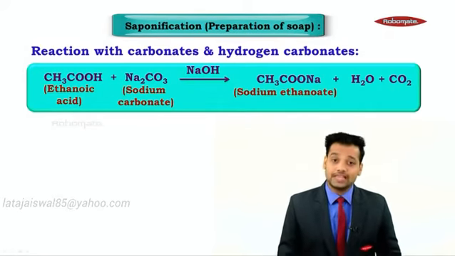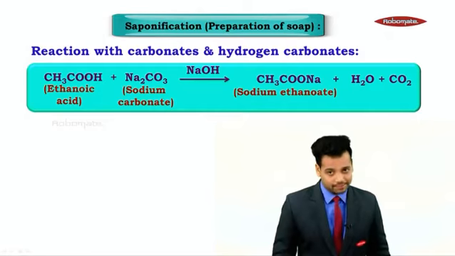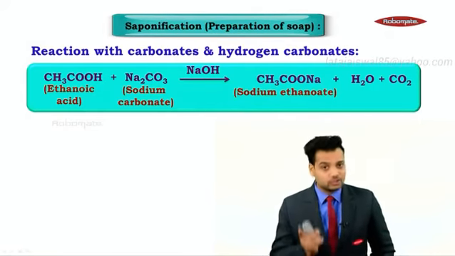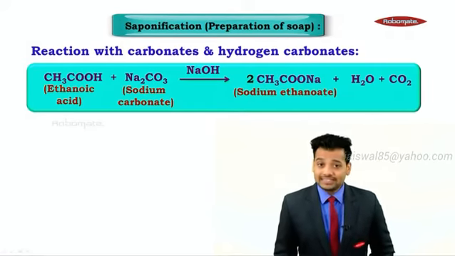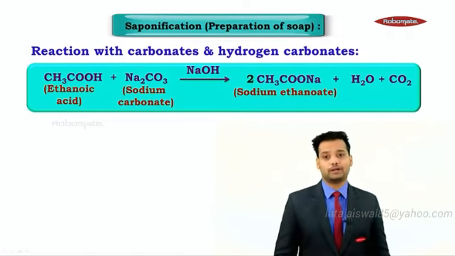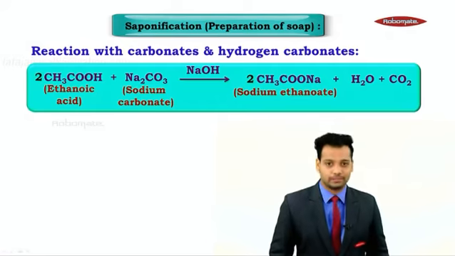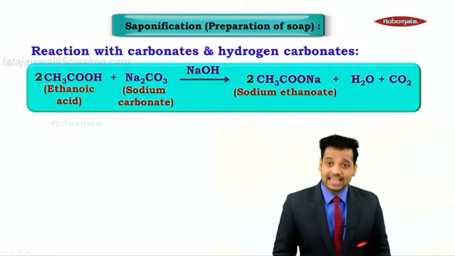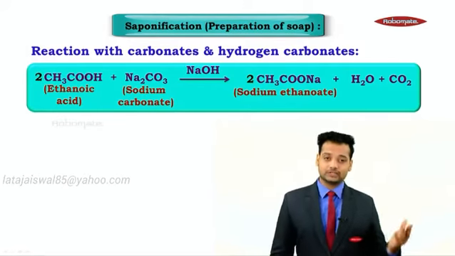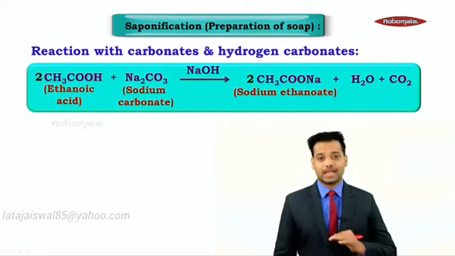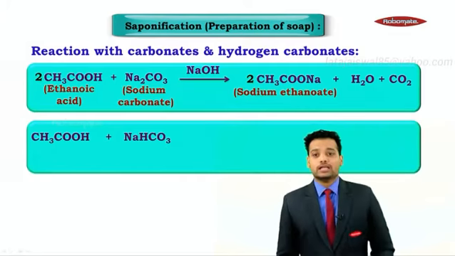CH3COOH, CH3COONa. You can clearly see Na is 2 and Na is 1. So you multiply it by 2. Now, what happens is CH3COO multiplied by 2. So therefore, there also you have to multiply by 2. And when that happens, H is 2 and over here H is 2, C is 1, C is 1, O is 3 and O is 3. The reaction has become balanced.